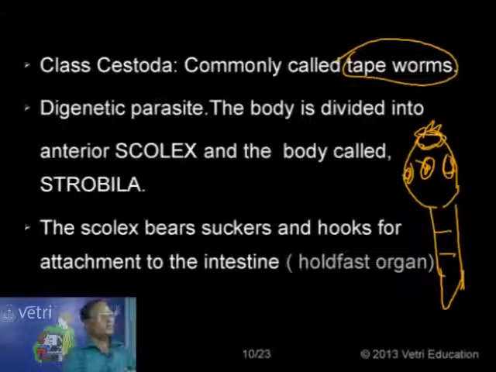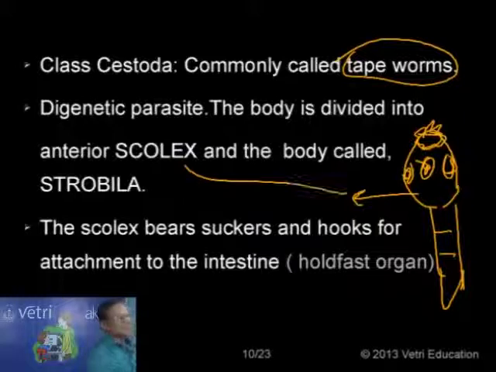That is the anterior, pin-like part, actually just like a pin's head, and that is the scolex. The scolex normally has four suckers and an anterior rostrum with a double circlet of hooks, two circlets of hooks, the needle-like structures. And these suckers and hooks are not used for sucking food. They are used for attachment to the intestinal wall. That is why the scolex is a hold fast organ.